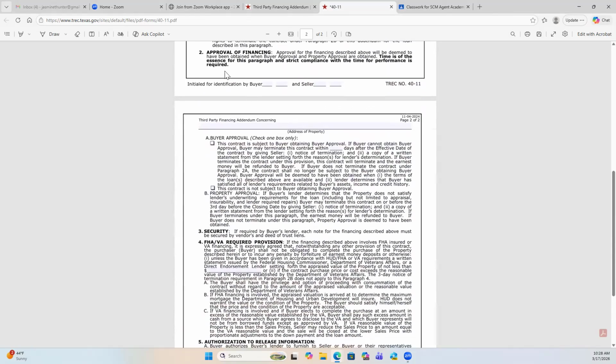Okay. Number two is the approval for financing. You only have two options here. Either the contract is dependent on the buyer obtaining approval through the lender, or this contract is not dependent on the buyer obtaining approval. What that basically means is if the mortgage officer or the mortgage company or the lender cannot officially approve the loan to go through underwriting by a certain number of days, then the buyer has the right to terminate the contract because they could not obtain approval. Okay, so that's what this would be.